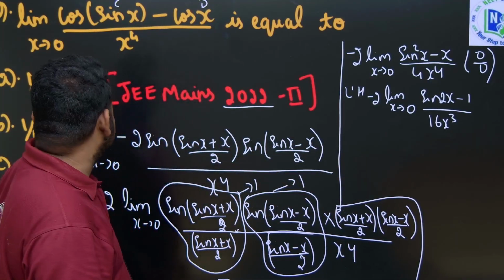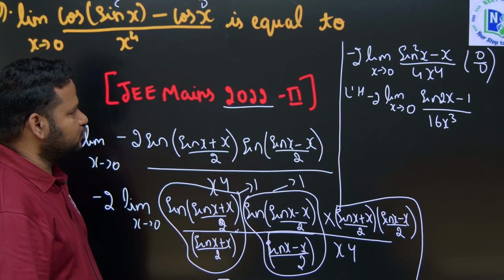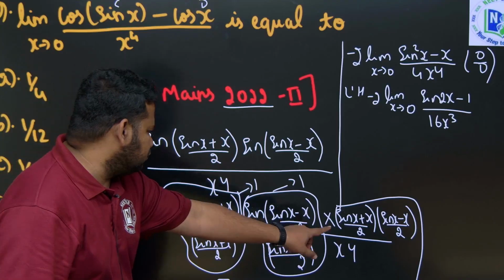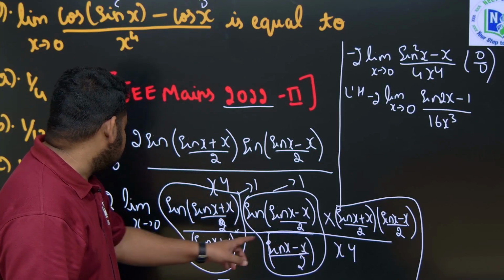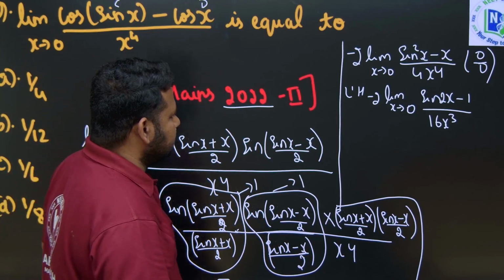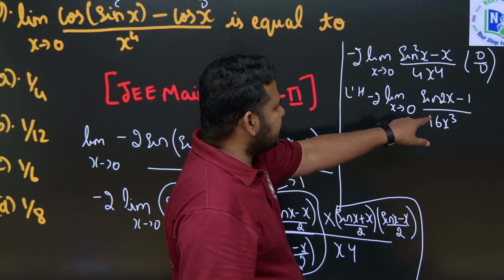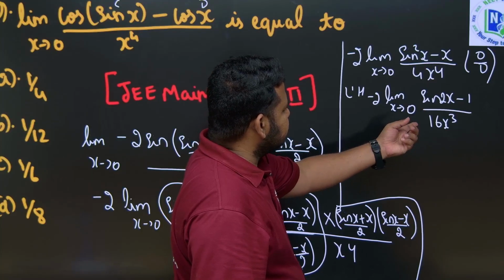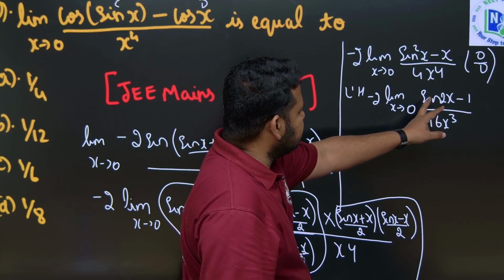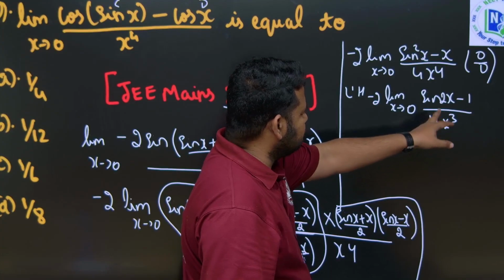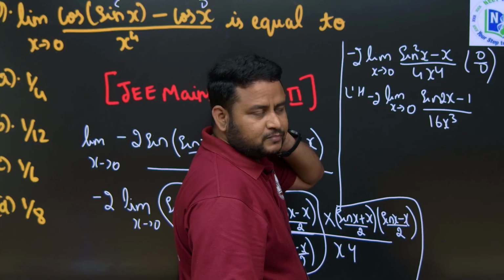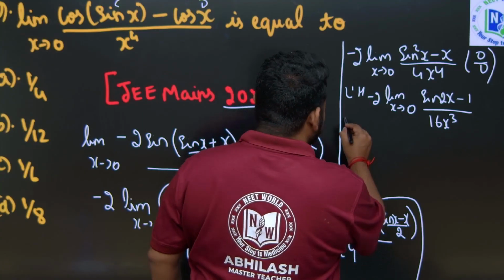Next, in the denominator, 4 into 16x cube, this 2 into 2 is 4, 4 into 16x cube. Then what do I have now? If I apply 0, again I will get sin 0, which is 0, minus 1 by 0, again I get the 0 by 0 form. So I should apply L'Hospital's rule again.